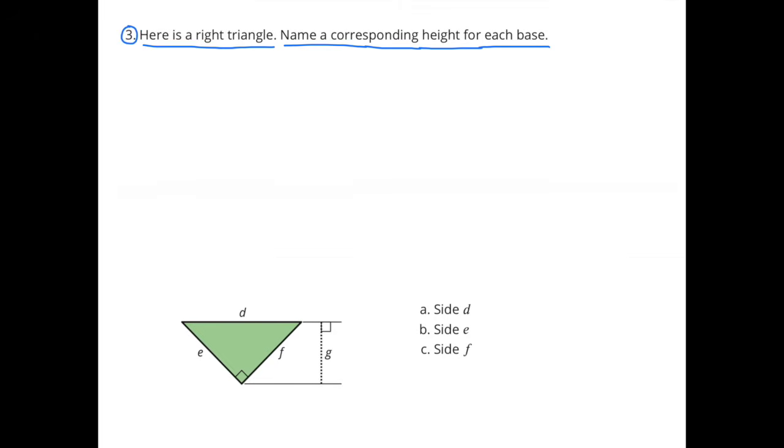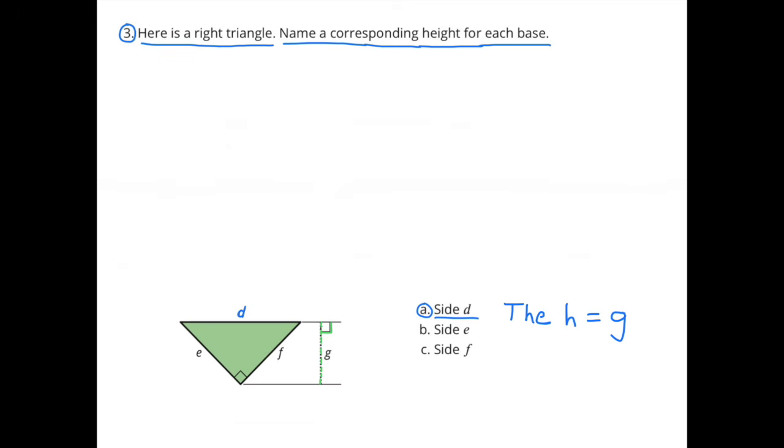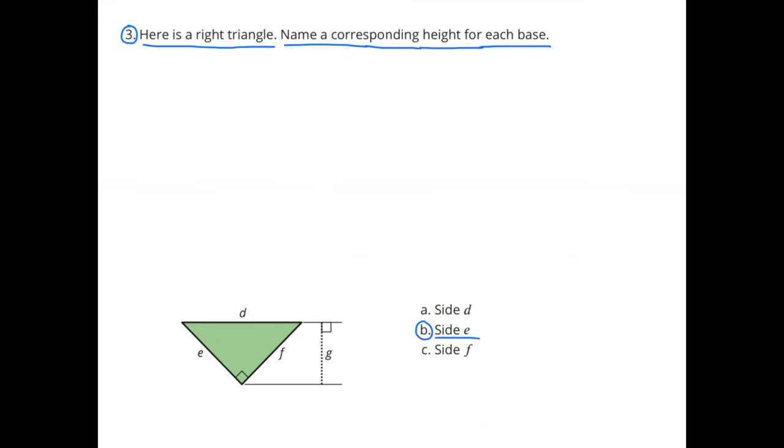Number 3. Here is a right triangle. Name a corresponding height for each base. A. If the base were side D, then the corresponding height would be side G, because side G is at a 90-degree angle compared to side D. B. If the base were side E, then the corresponding height would be side F, because side F is at a 90-degree angle compared to side E.